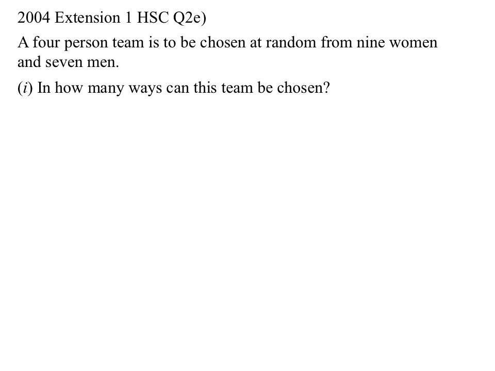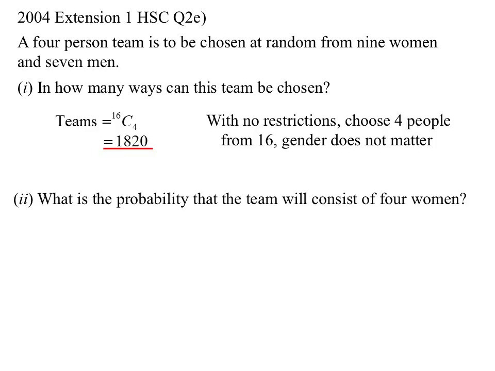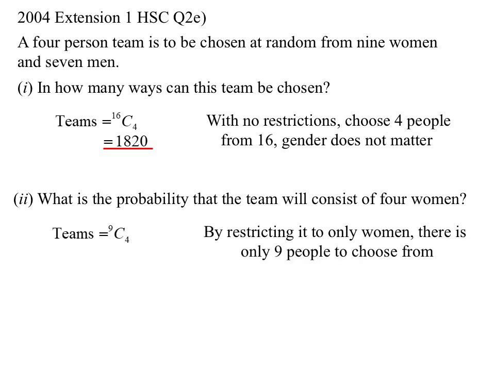We're going to pick a team. It's a 4-person team. How many ways can we pick our team? From 16 people, we're going to choose 4. 1,820. Okay. What's the probability that it's all 4 women in our team? From the 9 women, I'm going to choose 4. I get 126. So the probability, 126 on 1820, which is 9 on 130.